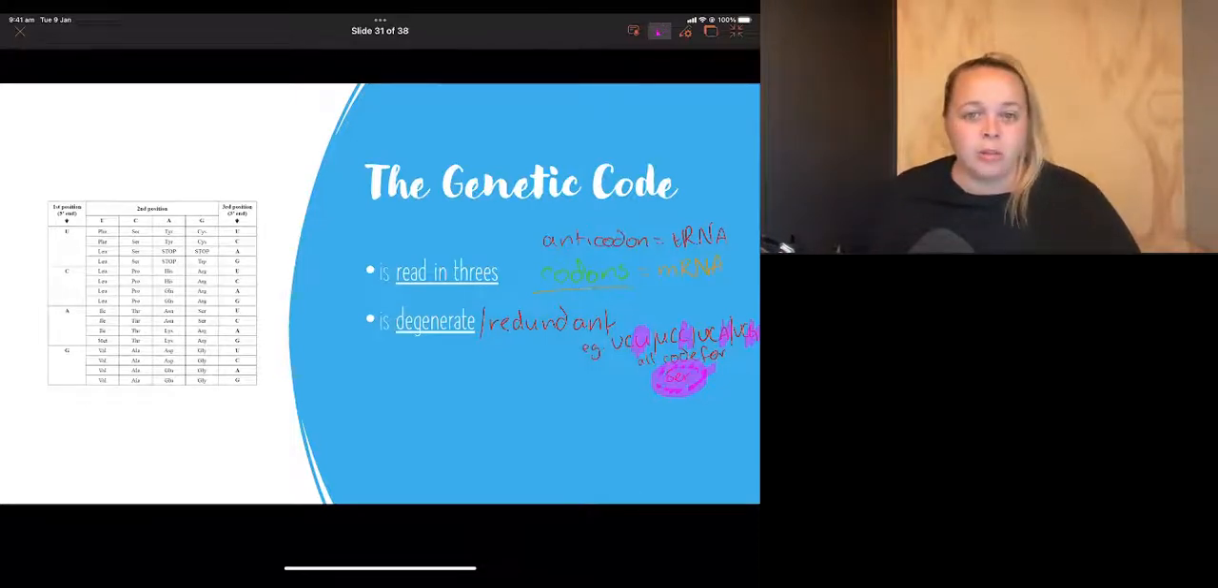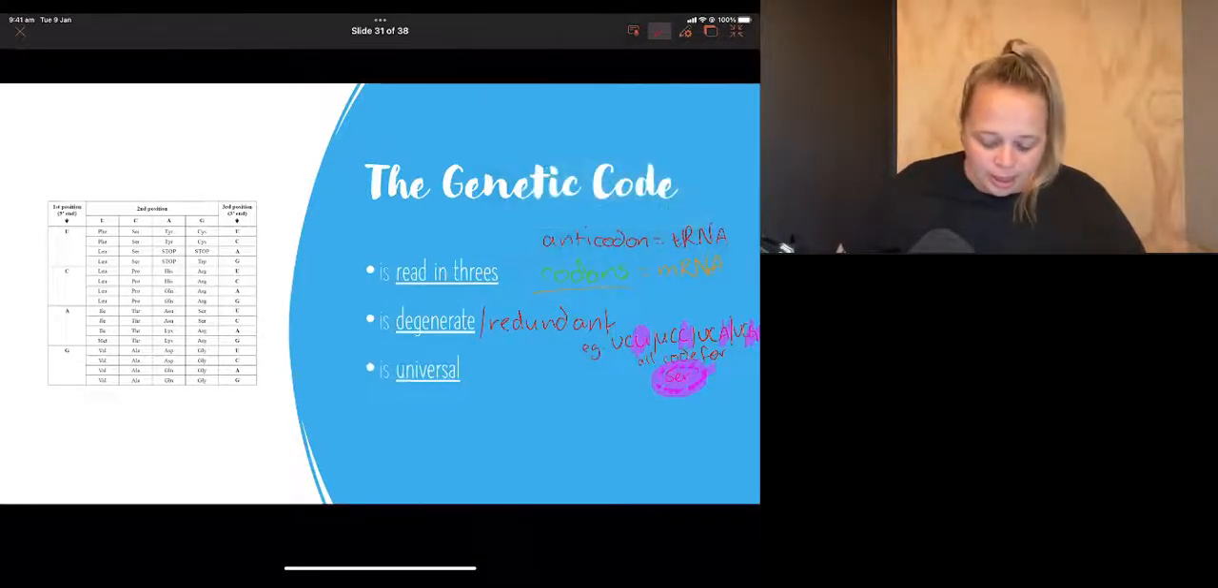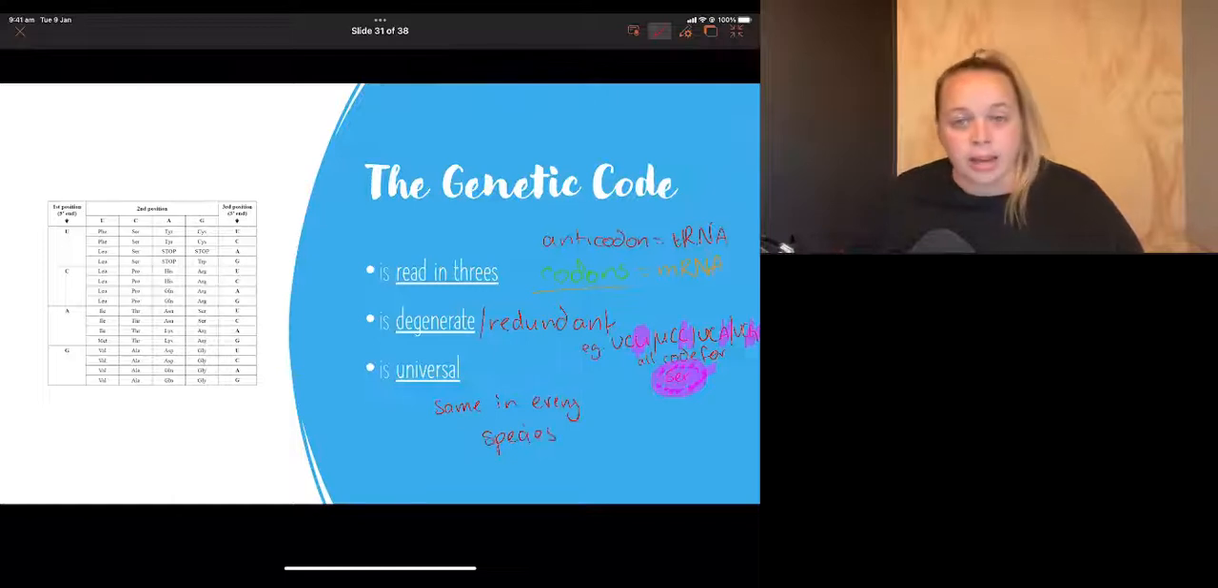The last word that we use when describing the genetic code is that it's universal. And what this means is it's the same in every species. Okay, on planet Earth, we have the same genetic code. Doesn't matter if you're a monkey, if you're a virus, yeah.